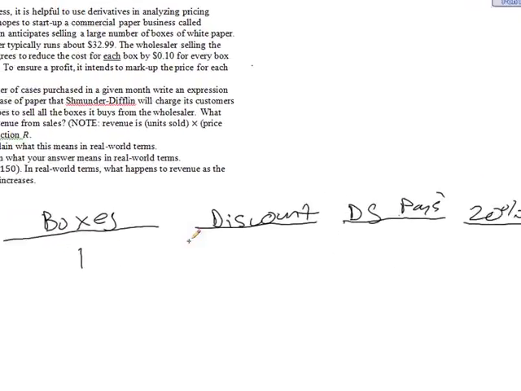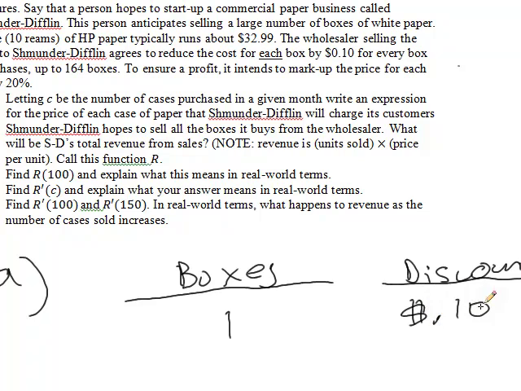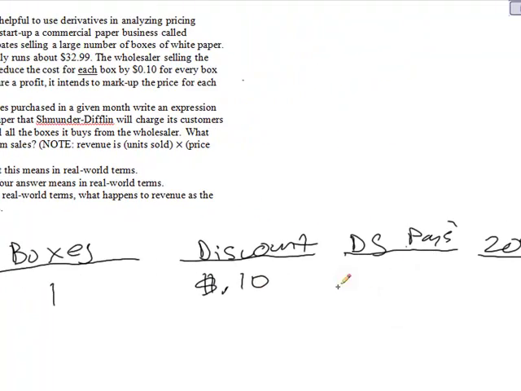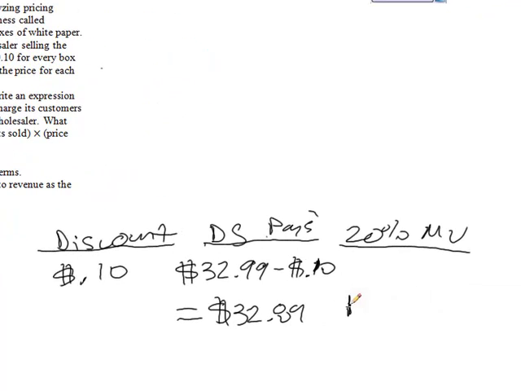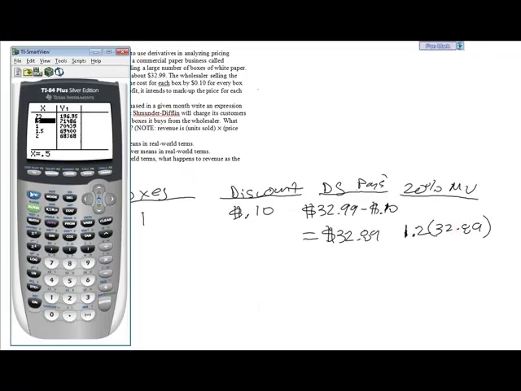So if one box is sold, they get a 10 cent discount. So Schmunder-Difflin pays for each box $32.99 minus 10 cents because they get a price reduction for having purchased one box, and so that means that they're going to pay $32.89 for that box. Now with a 20% markup, well, basically I need to make this 20% bigger. So to do that, I'm going to multiply it by 1.2, 100% of the full value plus 20 more percent of $32.89, and so I'm going to figure that out in my calculator.